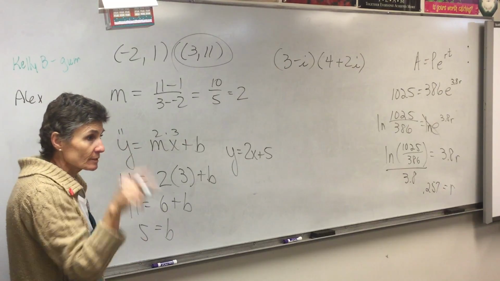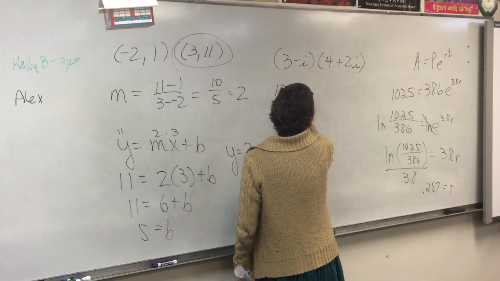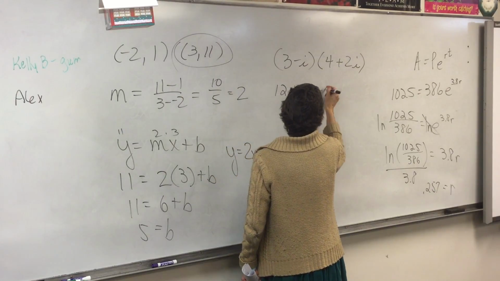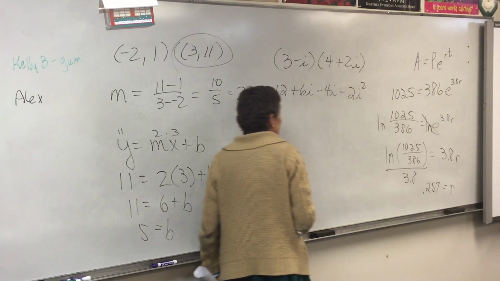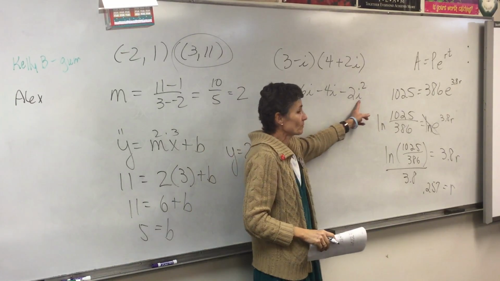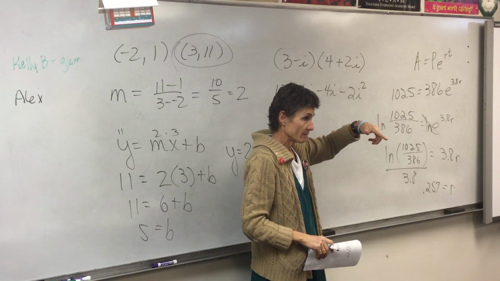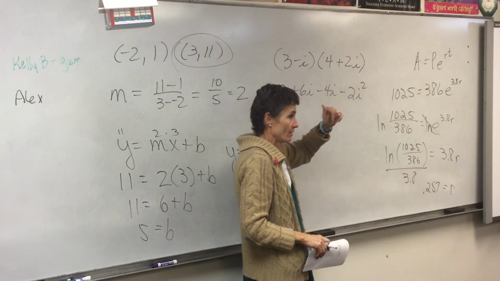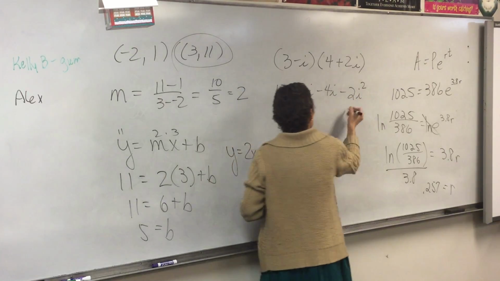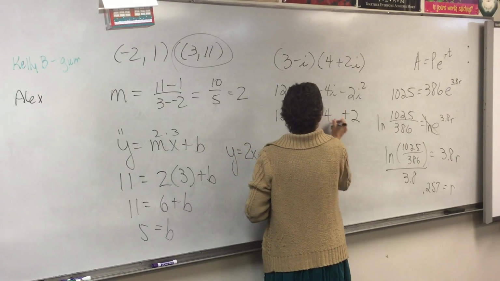It's FOIL. It's a FOIL problem. So first, outside, inside, last. Now, here's the part you have to remember. What's i squared? Negative 1. So a negative 2i squared would be plus 2. Then you just collect like terms.